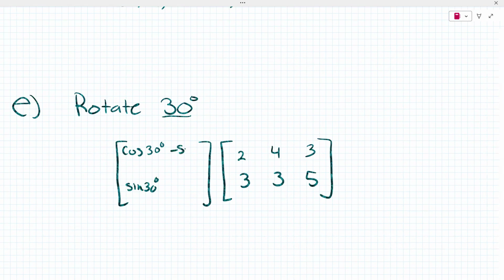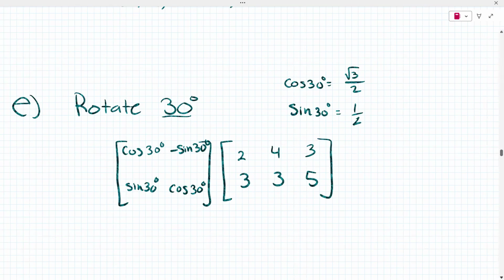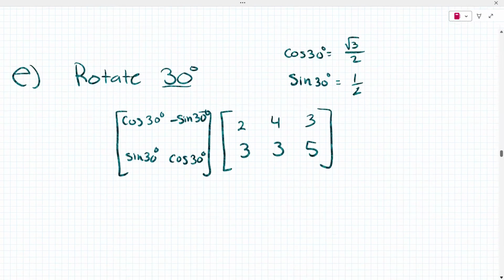This would be negative sine of 30 degrees, and then cosine of 30 degrees. So if you recall in your trig course, cosine of 30 is square root of 3 over 2, and sine of 30 is positive 1/2. So let's fill this in before we multiply out the two matrices.